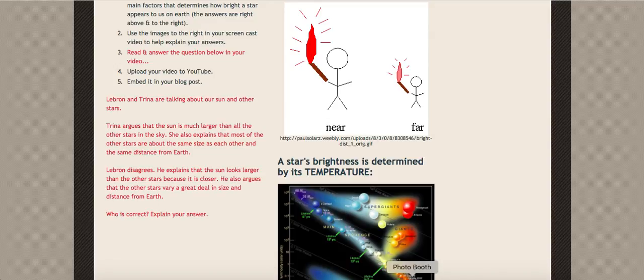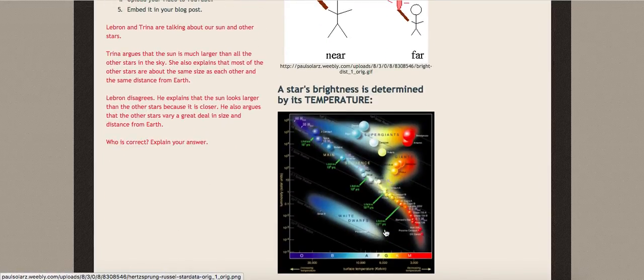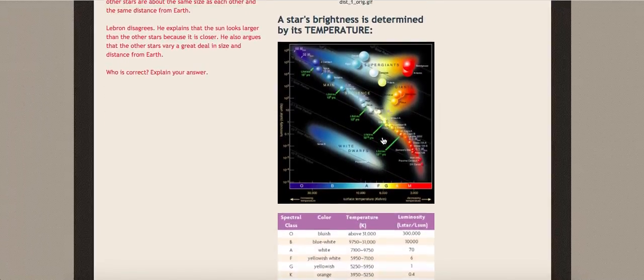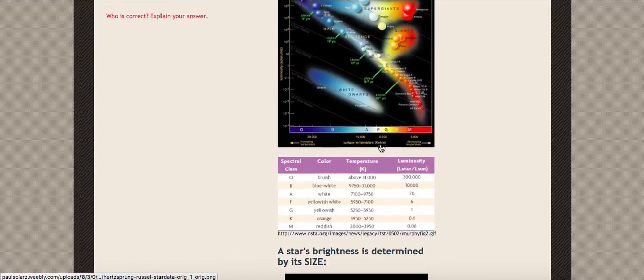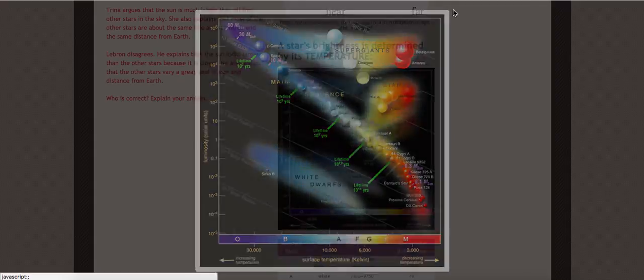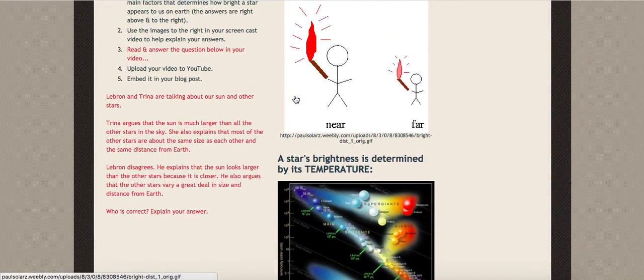LeBron is correct because the sun appears to be the biggest, but it's not the biggest. The sun, let me see, it's actually right on the point of my cursor, right there. It is not even close to one of the biggest or brightest stars.